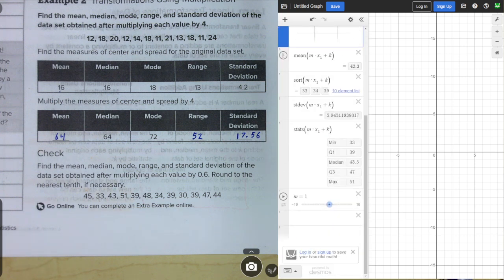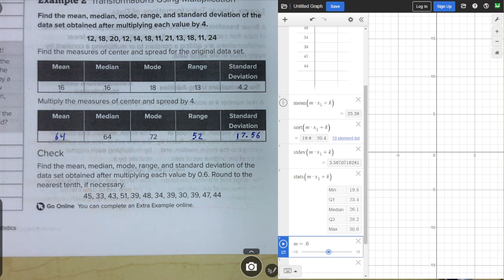Now they want us to have a multiplier of 0.6, so we actually need to modify this. We're going to put our step size to 0.1. This will let us use decimals. So we'll go to 0.6. We can just enter 0.6 now. Bam.